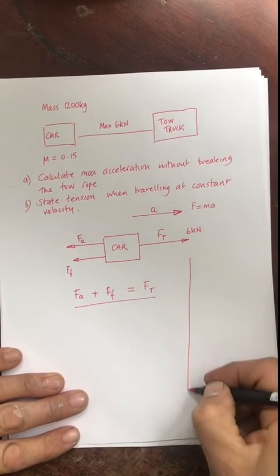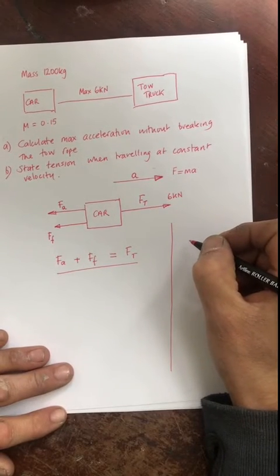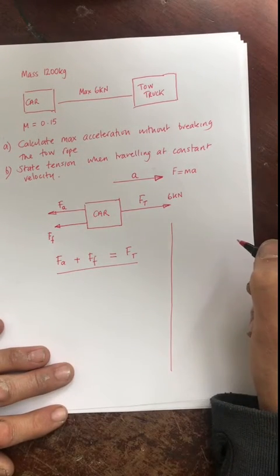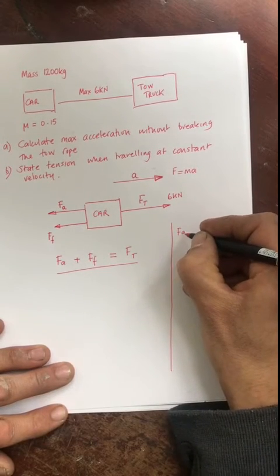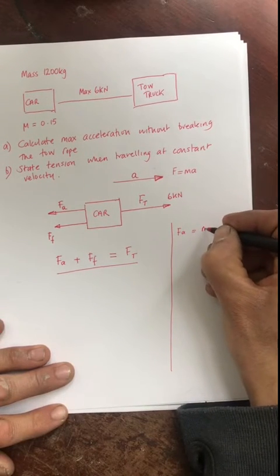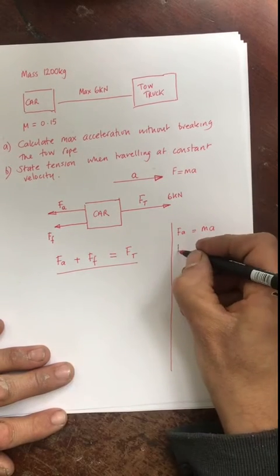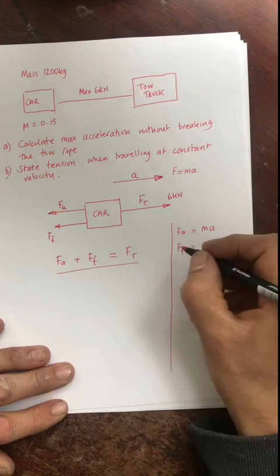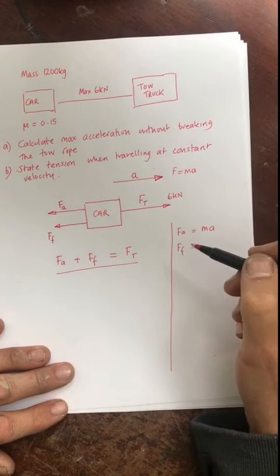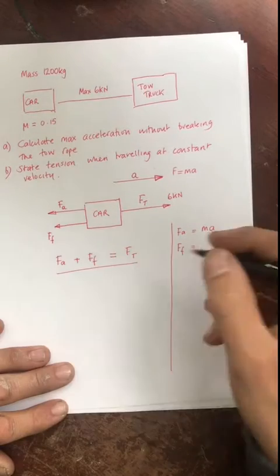I'll put a little margin to actually explain the bits that we do know now. So if I've got my force that's causing the acceleration, I know that's F equals ma, and I know that the force of friction is going to be the normal force that's acting down on my car multiplied by the coefficient of friction.